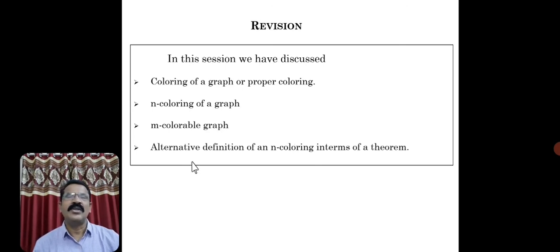So like that, we have come to know the concept of n coloring of a graph. Even we come to know m colorable graph. Though it is n coloring, but it is m colorable, where m is less than or equal to n. And we have given an alternative definition of an n coloring in terms of a theorem. So these are the ideas which we have discussed in this session.